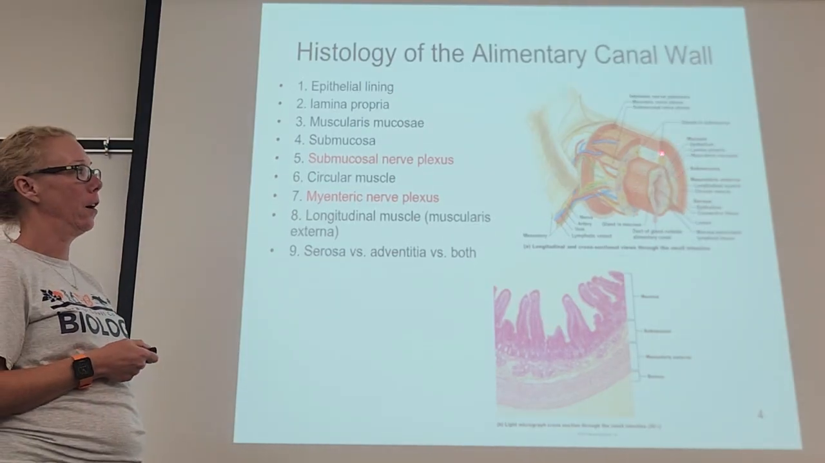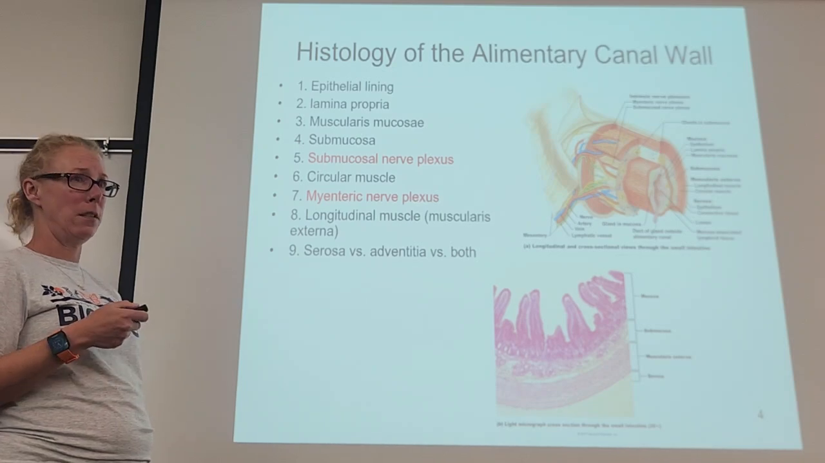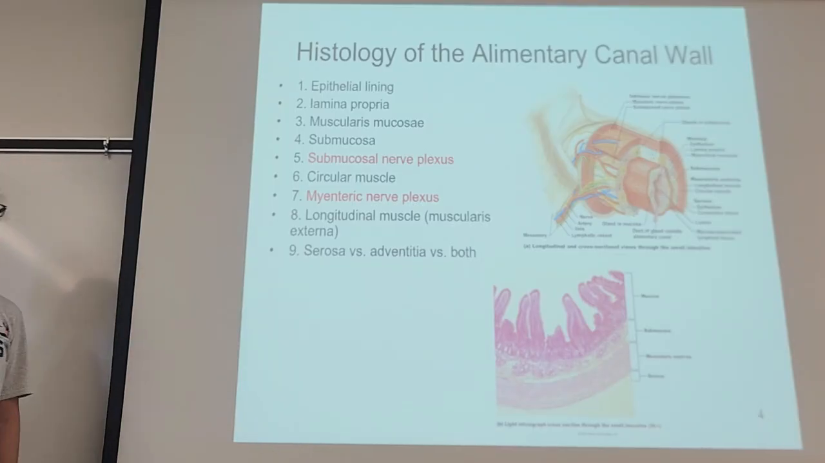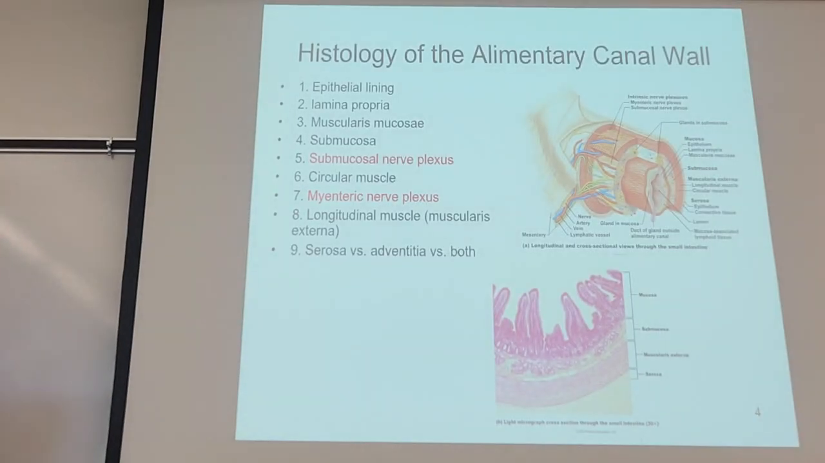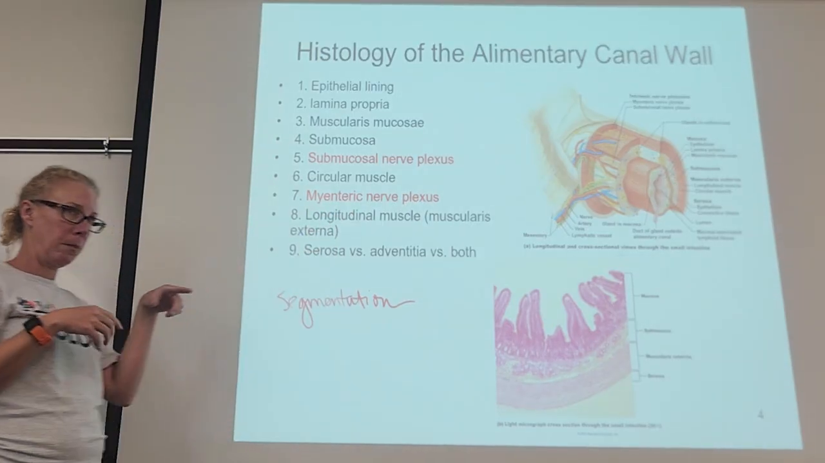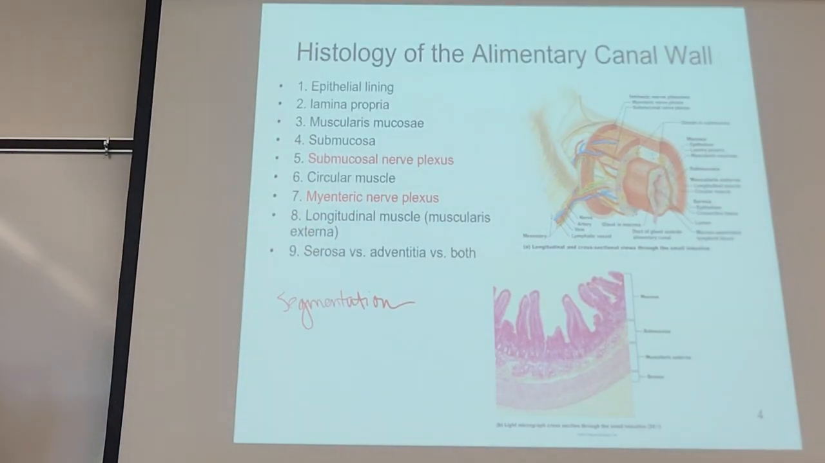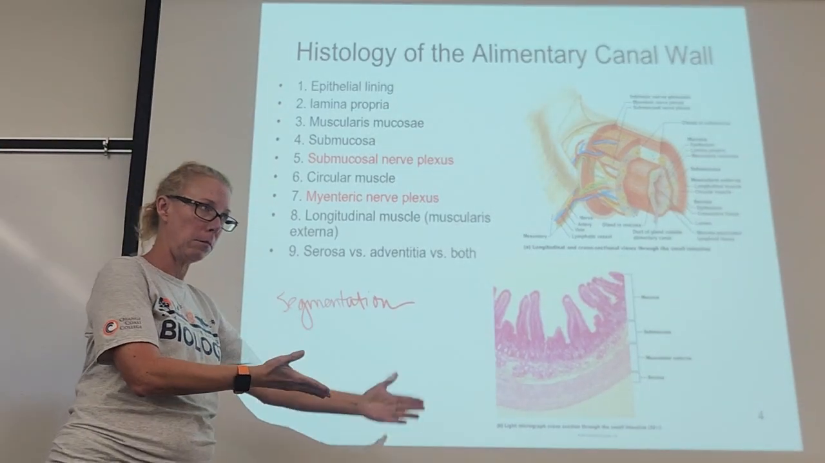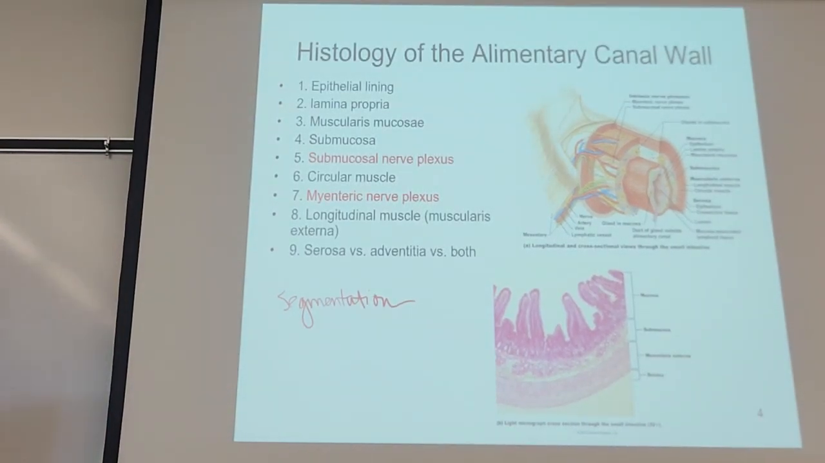So the circular layer, just like in the stomach, is going to go around the tube and act to promote what we call segmentation, which is on another slide. But segmentation is breaking down product into smaller pieces. So that's segmentation when you come across it. The circular layer is going to allow the diameter of the tube to get smaller and bigger, which can further break up product and allow it to move along the tube.